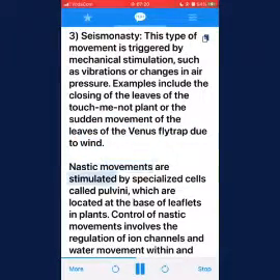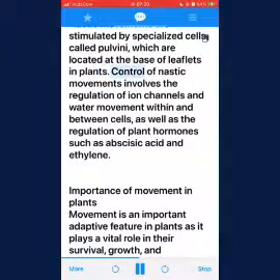Nastic movements are stimulated by specialized cells called pulvini, which are located at the base of leaflets in plants. Control of nastic movements involves the regulation of ion channels and water movement within and between cells, as well as the regulation of plant hormones such as abscisic acid and ethylene.